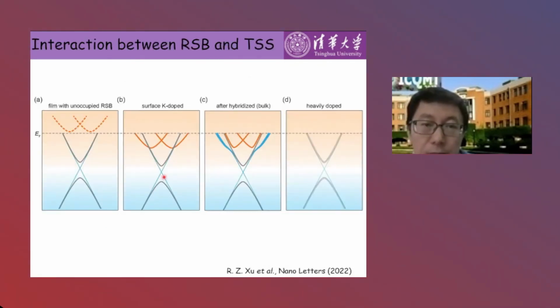We propose that the kink-like structure is induced by the interaction between the Rashba split band and the topological surface band. In the pristine film, the Rashba split band is unoccupied. With surface potassium doping, it gradually shifts down and hybridizes with the topological surface state, inducing the kink-like structure. At high doping level, both the film and the bulk sample show a similar electronic structure with only inverted bulk band and topological surface state within the bulk gap.